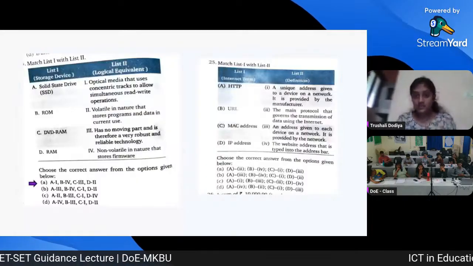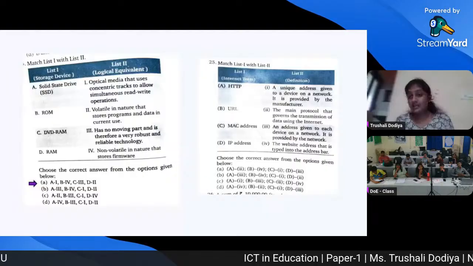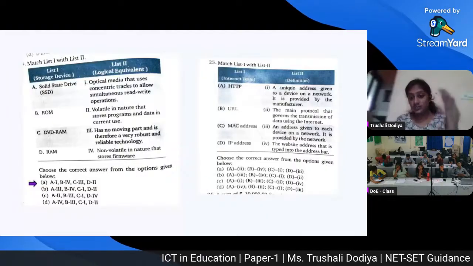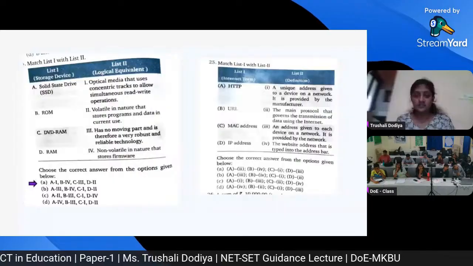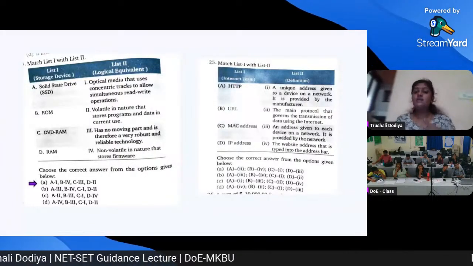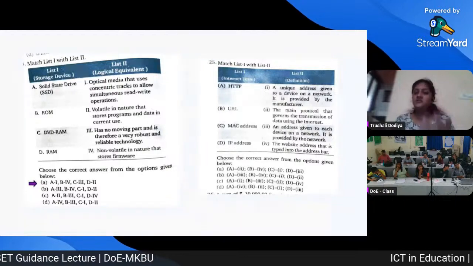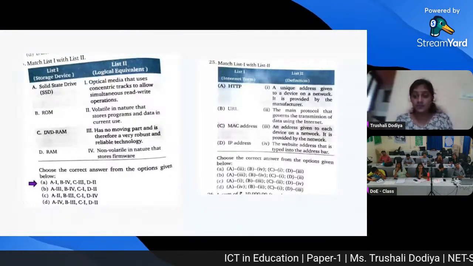Here also a match list is given, of definitions and internet terms. You need to get across some of these terms whenever you are preparing for your exams. Sometimes abbreviations and full forms are asked. Sometimes functions or definitions are asked.